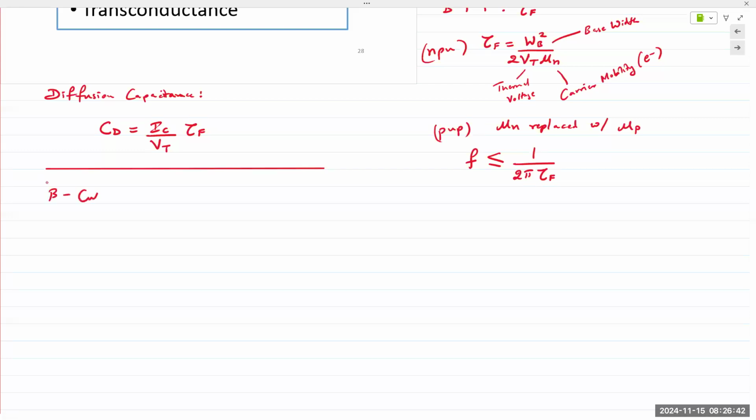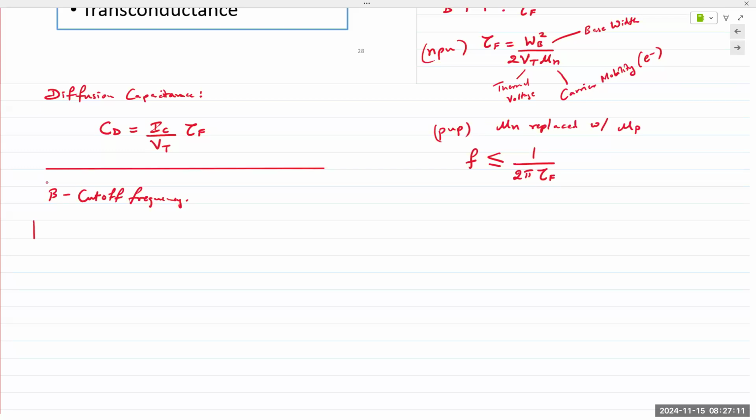So beta cutoff frequency. As the frequency increases, the current gain is going to start decreasing. At lower frequencies, and by lower, I mean less than kilohertz, megahertz, the beta is almost constant. But as you go higher in frequencies, like hundreds of megahertz, there is a slope that occurs.